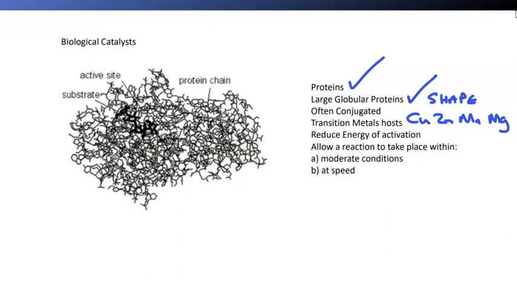The primary function of an enzyme is to reduce the activation energy of a biochemical reaction. And because the activation energy is reduced, there's no need for extreme pHs or extreme temperatures that you might otherwise require to get a chemical reaction to occur, such as we might do in a chemistry laboratory. Therefore, life, because of enzymes, can function in moderate conditions and at speed.